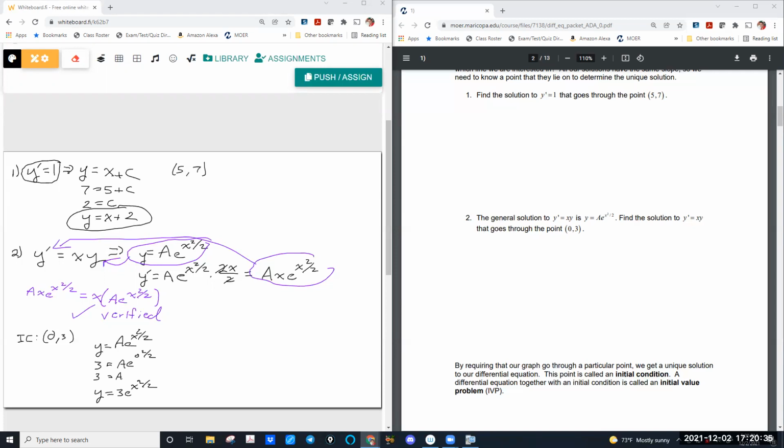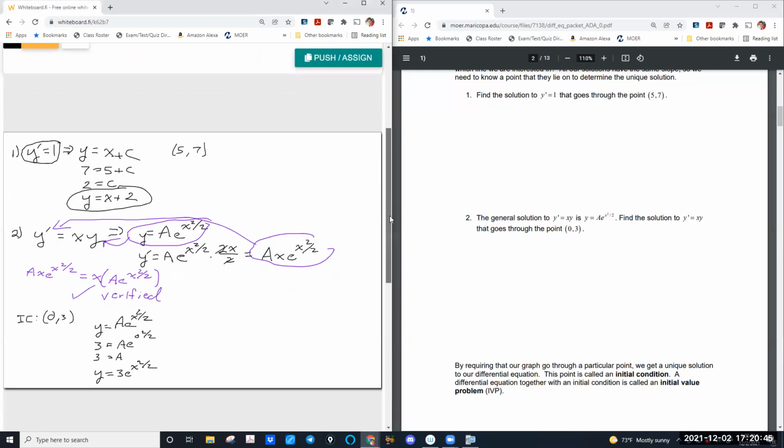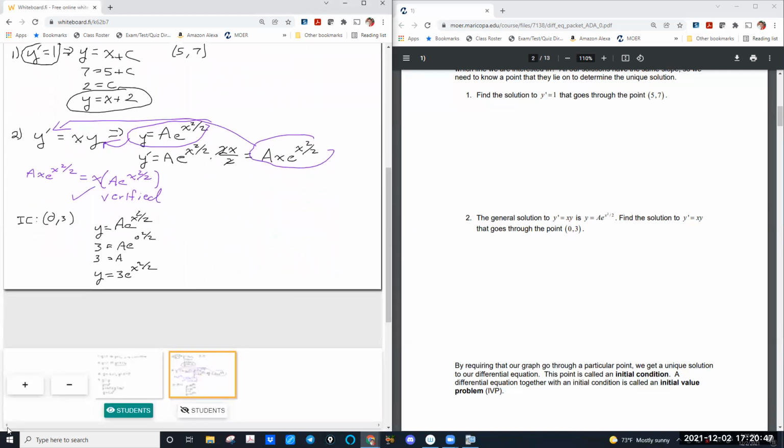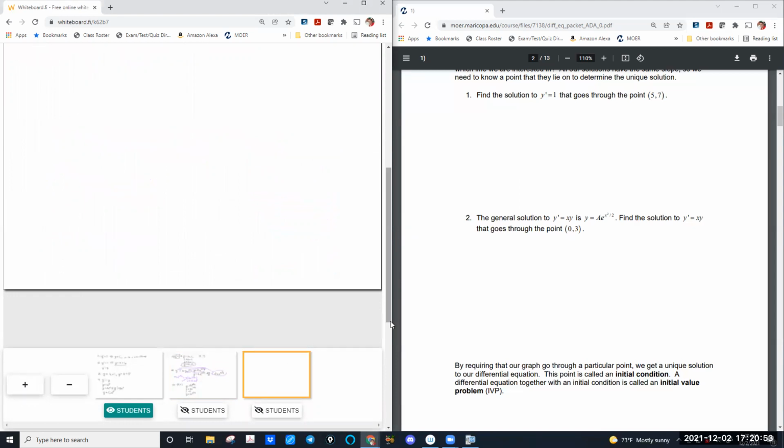Give me just 1 second. All right, moving on. What we're doing here is we're starting off basic with stuff we're already familiar with. We're familiar with antiderivatives, and we're building our knowledge from there.